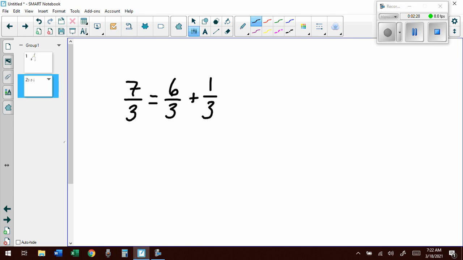Now we need to rename this using whole numbers and fractions. So here, just looking at 6/3, using your fingers, count by thirds. 3/3, 6/3. How many fingers do you have held up? 2. 2 whole fingers, because 6/3 is 2 whole pieces.